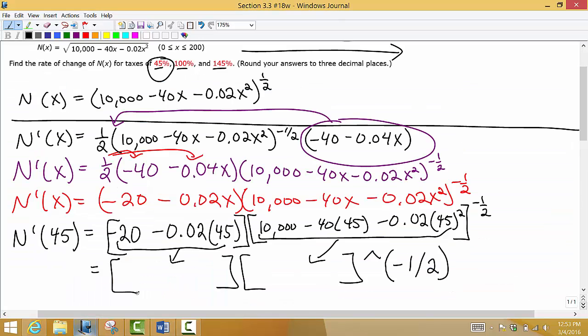Now for the other numbers, you're going to do just the same thing. You're going to plug them into the derivative and then simplify, and be careful how you type it into your calculator.